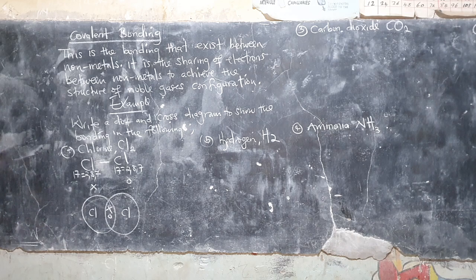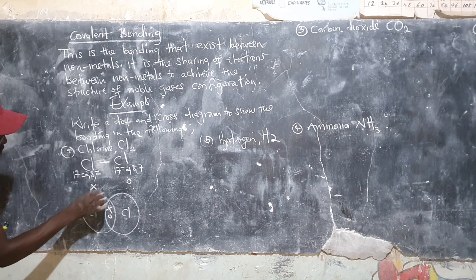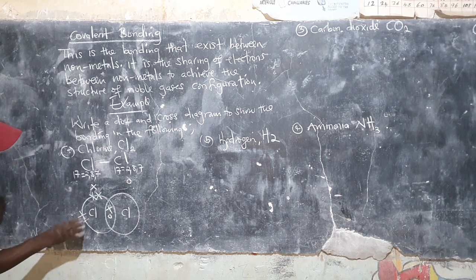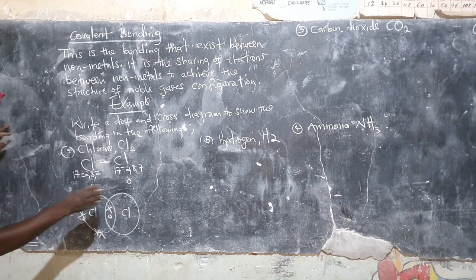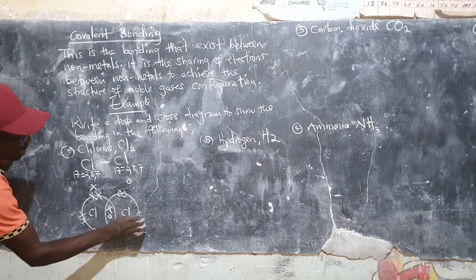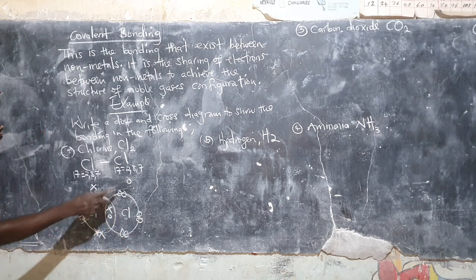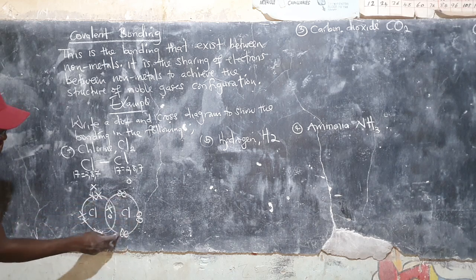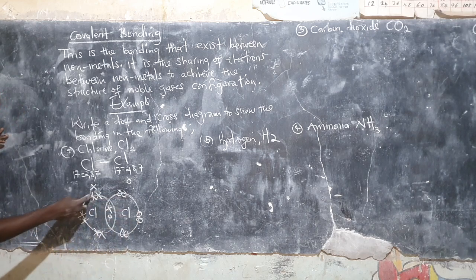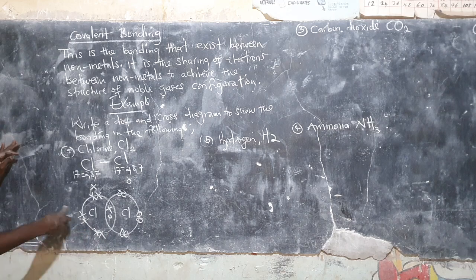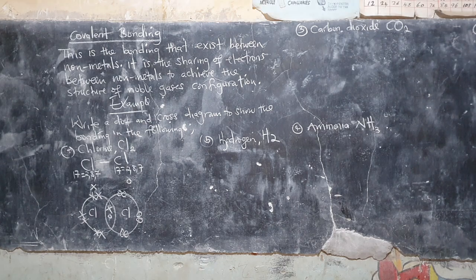That means we're remaining with how many? We're remaining with 6. So we're going to have 1, 2, again 1, 2, again 1, 2 on each. That means we're going to have 8 electrons around each chlorine. This is the bonding in chlorine. So chlorine at that moment is stable because it has 8.